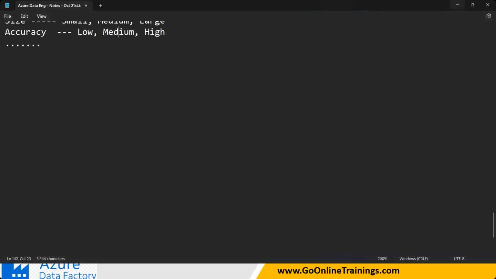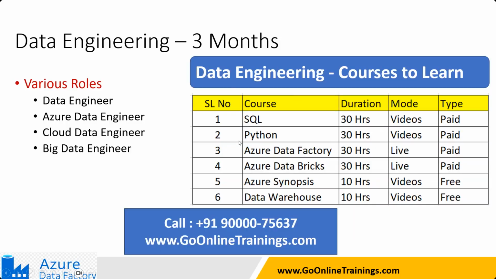So what is ADF? ADF is an ETL tool. We are going to be learning SQL, Python, Azure Data Factory, and Azure Databricks, which means Azure Apache Spark. And Azure Synapse is a ready-made data warehouse. Clear? Ready-made data warehouse.